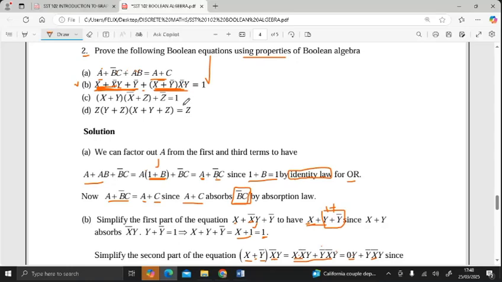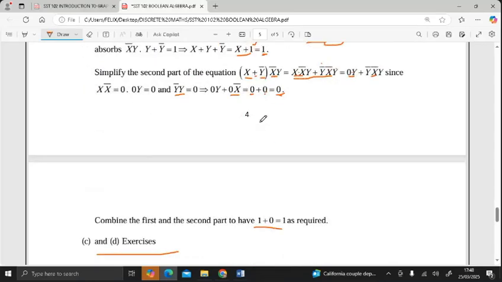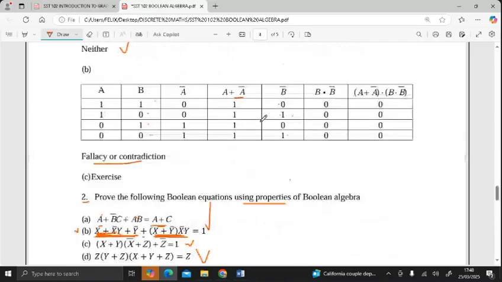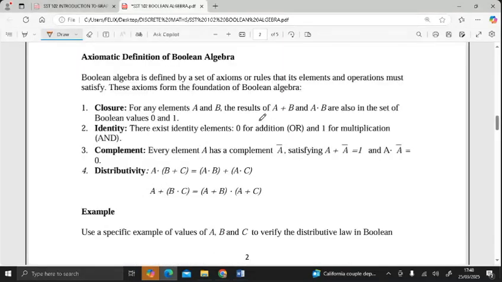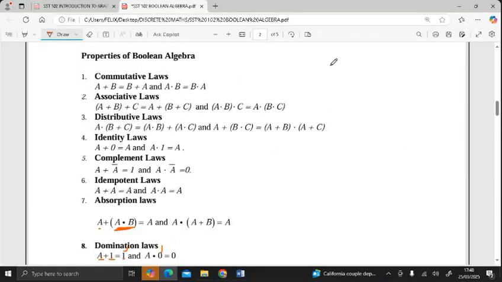And now we have this part to be 1 or 0. 1 or 0 is 1. And that is how we conclude that this is the case, as required. And that is how this reduces to 1.